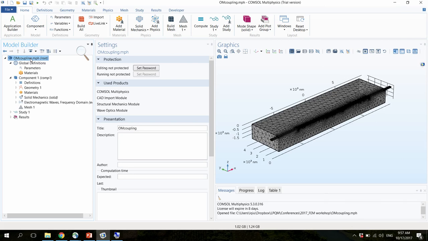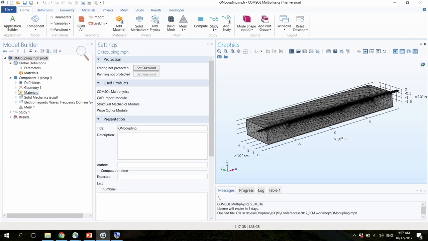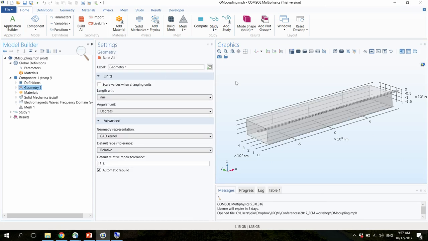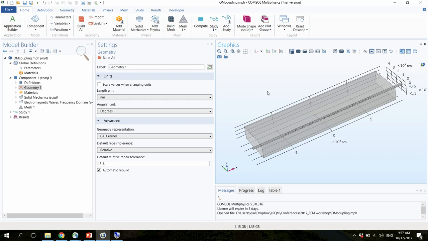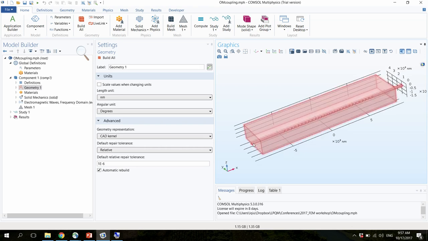So the geometry looks like so. In this type of simulation, we can introduce the symmetric plane, where we can basically decrease the simulation volume that is required. So in this simulation we just simulate one quarter of the actual device. The long beam that you see is the actual silicon, and the big box around it is for the air.